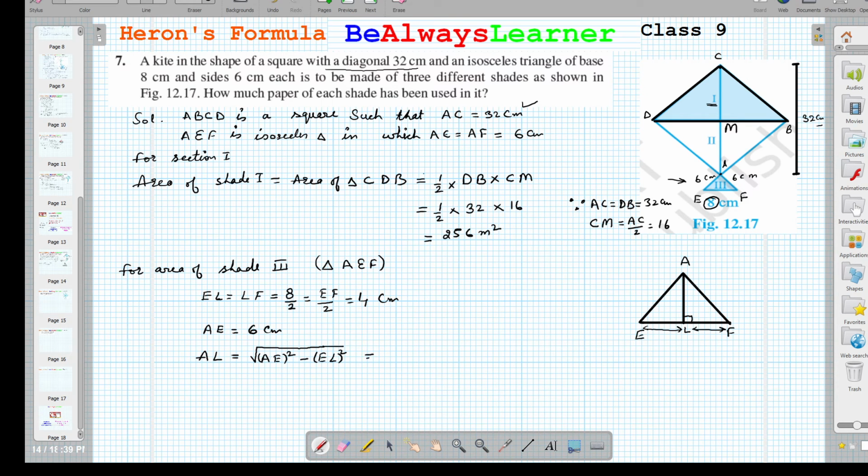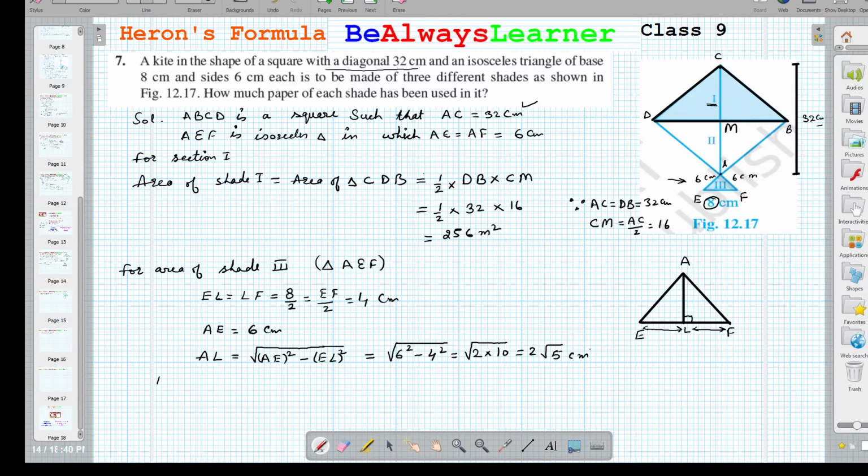So value of AE is 6. So this is 6 square, EL is 4 square and under root. So we can write 6 minus 4 is 2, and 6 plus 4 is 10. So that is square root of that. We are having 2 out and 5 in, that centimeter. That is AL we are having.